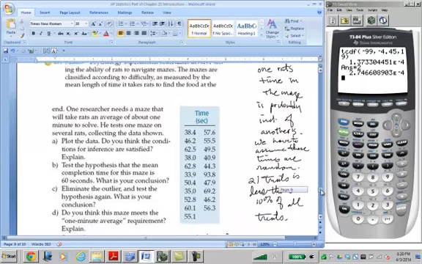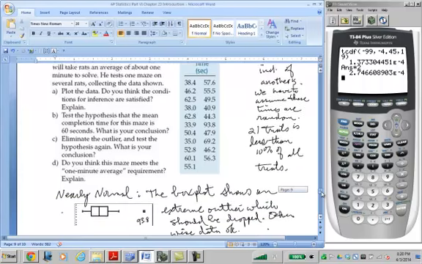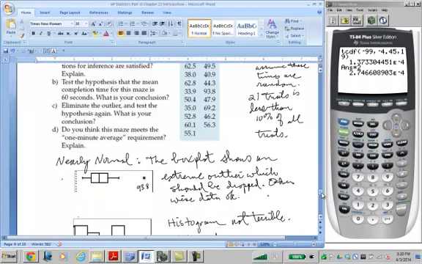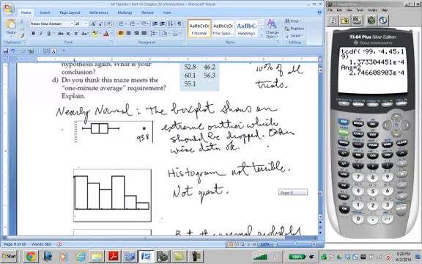Nearly normal. Okay, now the box plot shows an extreme outlier at 93.8, which should be dropped. An outlier that big should not be included in your inference. Okay, now let's look at the histogram without the outlier. I went in and I deleted 93.8 from the data.